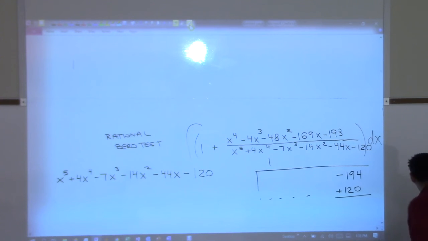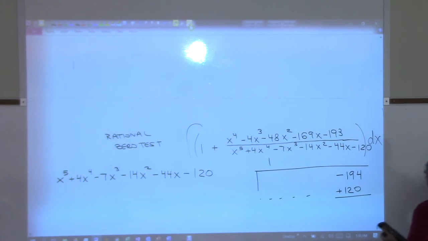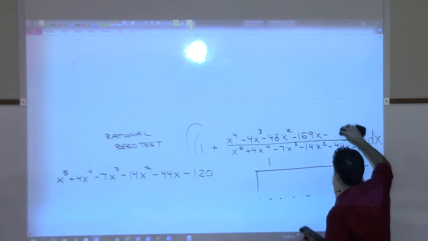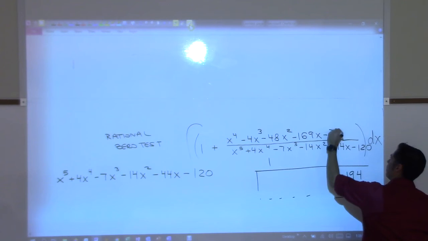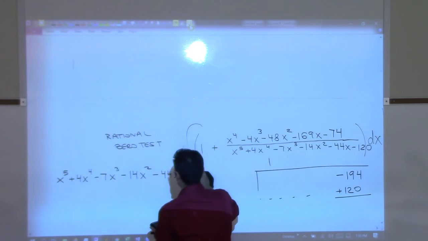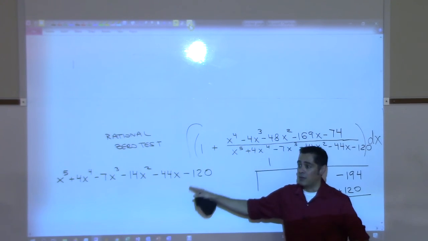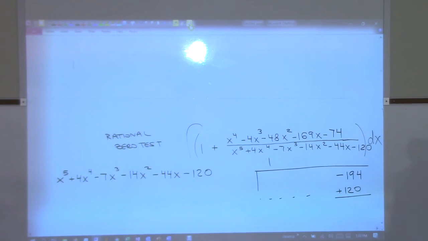So that changes what up here? This right here becomes negative 74. Okay, this still doesn't look right, but we're going to go with it. Negative 74, and that's still the bottom. And then this is the bottom, but it's now minus 120. So we were here and we were saying, how do we factor this, right? Yes.